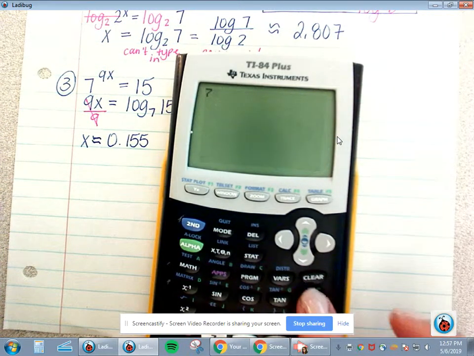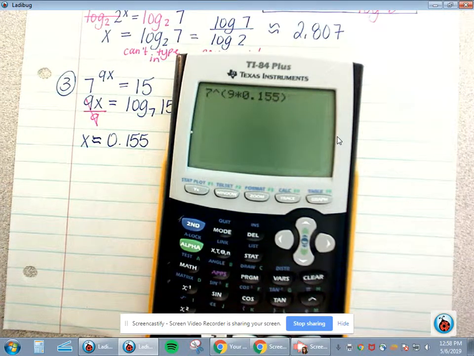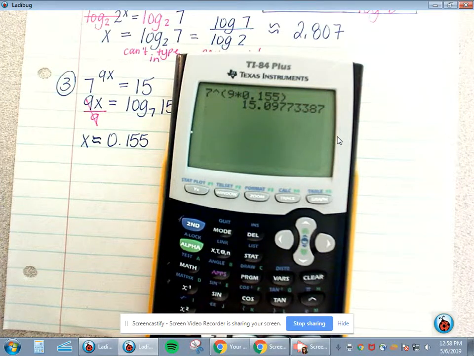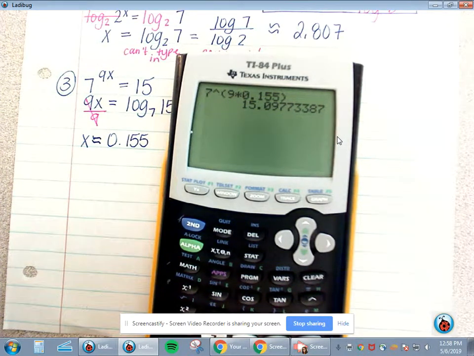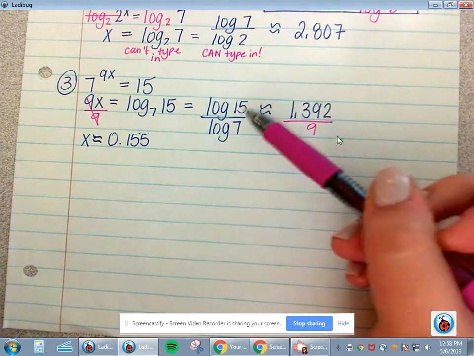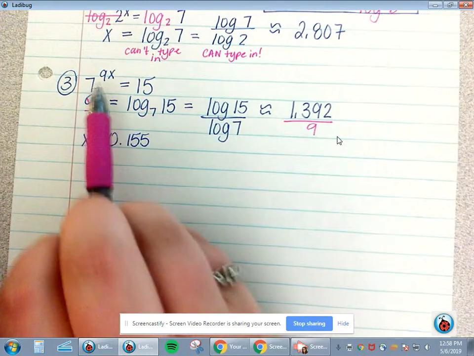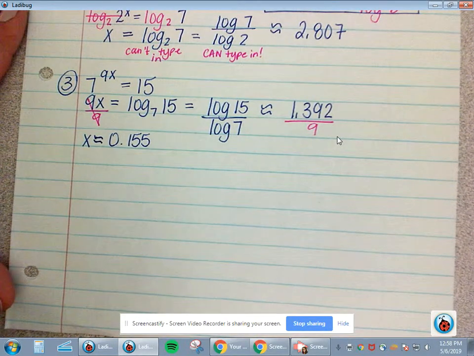And also notice we haven't been doing our check of these, but if you wanted to, you could. If I checked this, I would have done 7 to the 9 times approximately 0.155. And when I hit equals, I should get something close to 15. I say close because we were doing approximations the whole time. And there we are. We got something pretty darn close to 15. So you can say that checks out. It's hard to write a check without having an exact answer, though. If I had truly plugged in log 15 over 9 log 7 into that x, then it would truly work out to be exactly 15. But that's a lot of plugging in, so I'll say skip it.